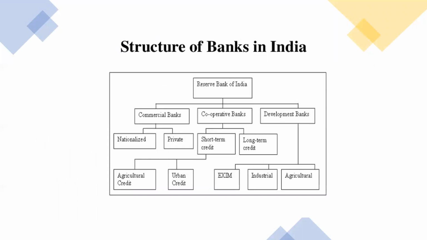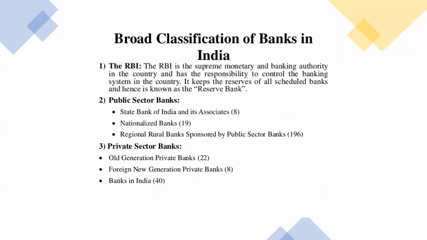Now we see the structure of banks in India. Under the RBI, there are three types: commercial banks, cooperative banks, and development banks. In commercial banks, nationalized and private. In cooperative banks, short-term and long-term credit. In development banks, EXIM, industrial, agriculture. And short-term credit is also classified as agriculture credit and urban credit.